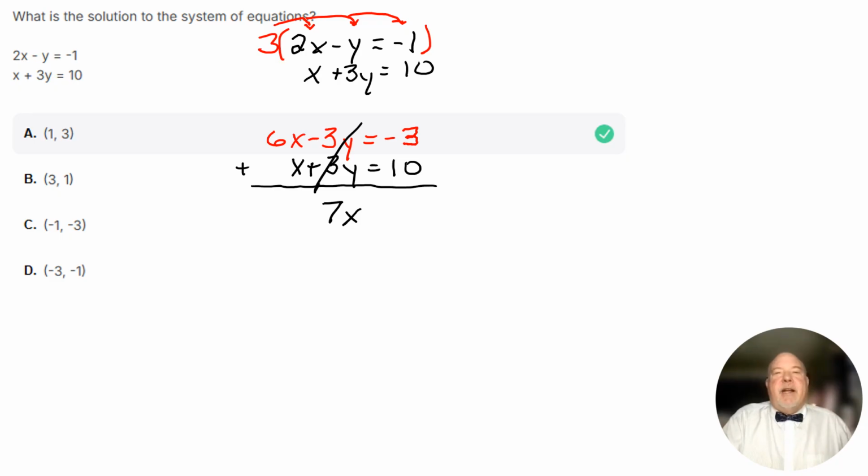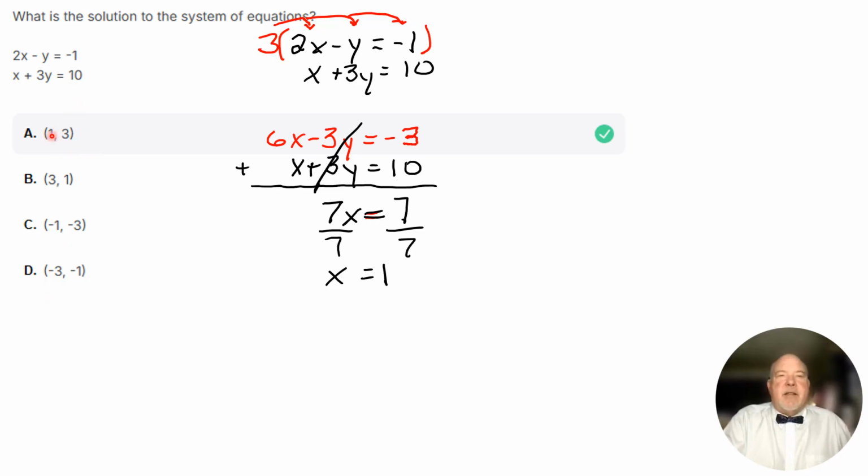So now when I add -3 plus 10, I get 7. That was supposed to be in black, equals 7. Now I have an equation with just an x, and I can solve this for x. So I divide both sides by 7, and I get x equals 1. So I'm halfway there. There's half of my solution: x is equal to 1. And really, if you go back and look at the answers here, I already know the answer is A because that's the only one that has an x value of 1.